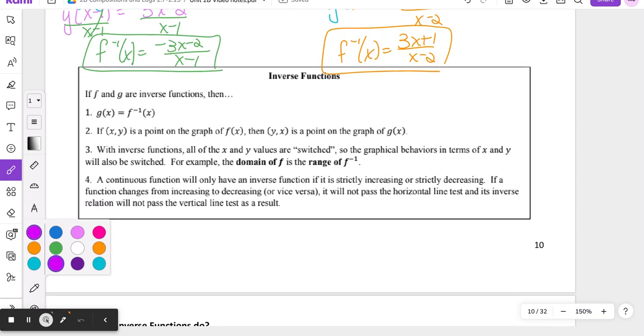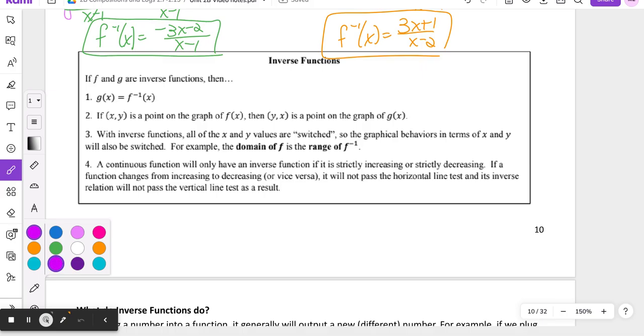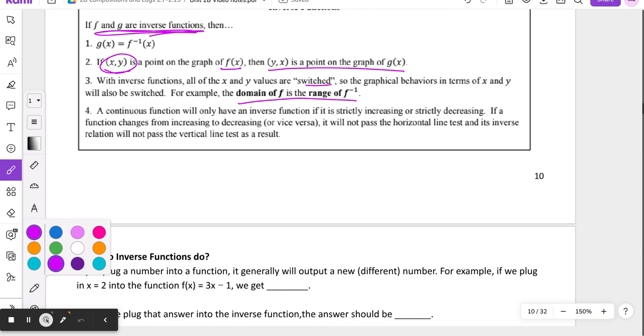All right, and then lastly here, if we have two functions that are inverses of one another, so g of x is equal to the inverse of function f, that means (x, y) is a point on the graph of f, and (y, x) is a point on the graph of g of x. True. The domain and range of each other switch. Okay, so that's true. And so just a little recap of everything.